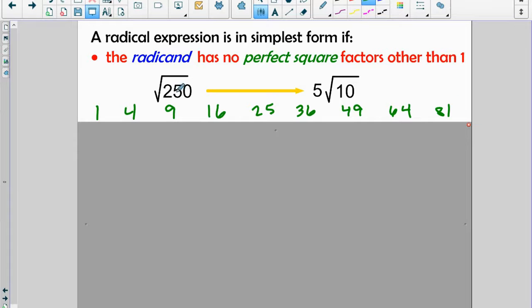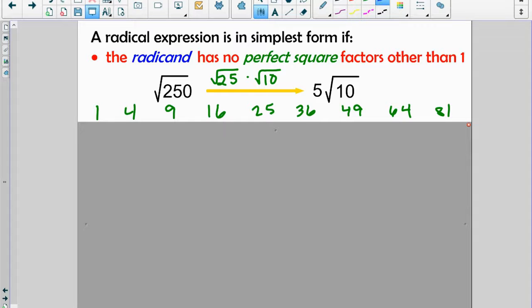And what we would try to do is see, is there a perfect square from this list that I can actually divide out of 250? And you might recognize that 25 would actually divide out of 250 because it would be 25 times 10. Well, that actually allows us to break this radical into 2 radicals. And we'll talk about the property that allows us to do this in just a moment, but since 250 is 25 times 10, I can rewrite this expression as the square root of 25 times the square root of 10.